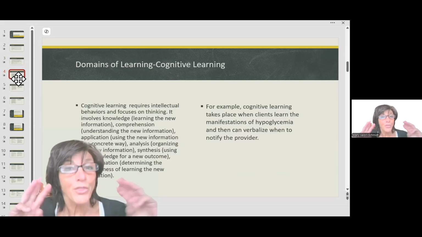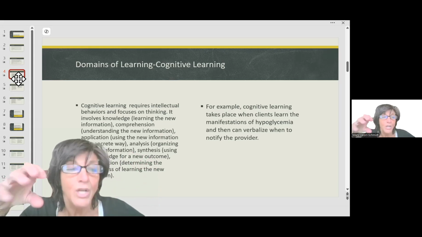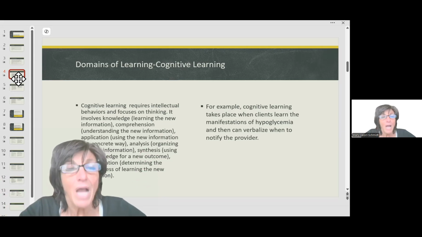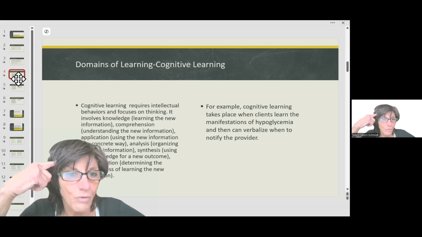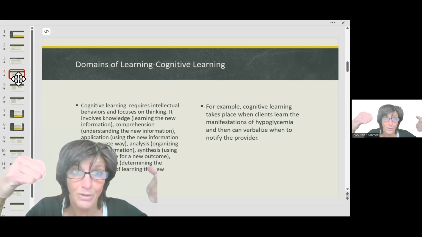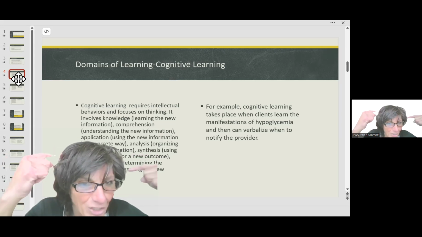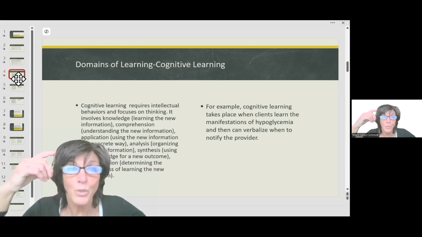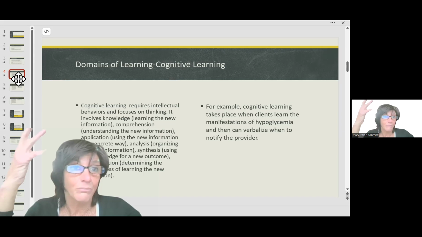Okay. And there are three domains, there are probably more than that, but the three that we're going to talk about, the domains of learning, are cognitive and affective and psychomotor. So let's start with cognitive. So cognitive learning requires intellectual behaviors and it focuses on thinking, right? It involves knowledge, which is like learning new information, understanding the new information, applying the new information, organizing the new information in a concrete way, right? And synthesizing the new information. So using that knowledge to come out with a new goal or outcome, and then evaluating, determining, was it effective?